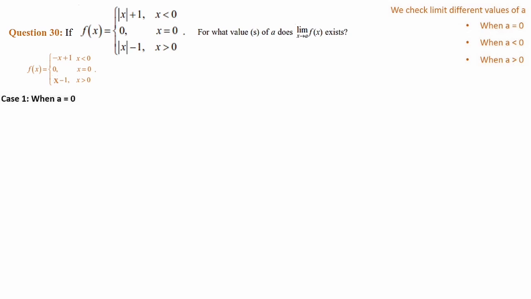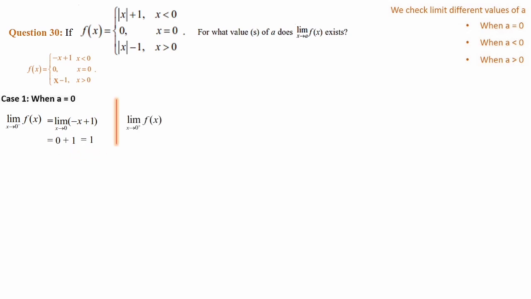The first case is when a is equal to 0. When a is equal to 0, see this is the function we are going to check. Limit x tends to 0 minus f of x means the negative side of 0. So we are going to take the function minus x plus 1. That is limit x tends to 0 minus of minus x plus 1. Directly we can substitute 0, that is 0 plus 1, which is equal to 1.